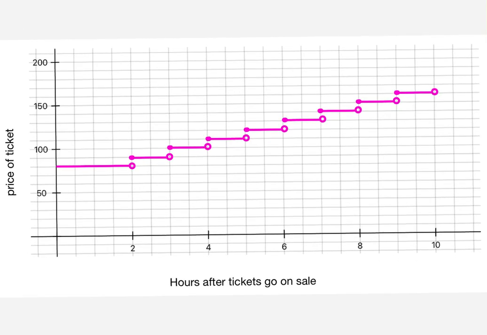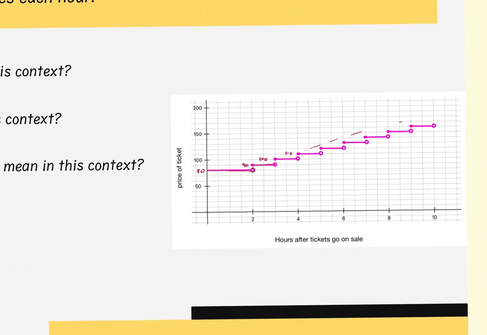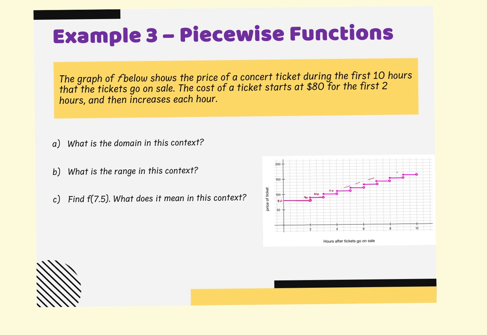So for the first hour, it's $80. And it stays that way for the first 2 hours, according to this. And then from hour 2 to 3, it's now $90. And then it goes to 100, and then it goes to 110, and so on and so forth as you go. Okay? So that's what causes a piecewise function.